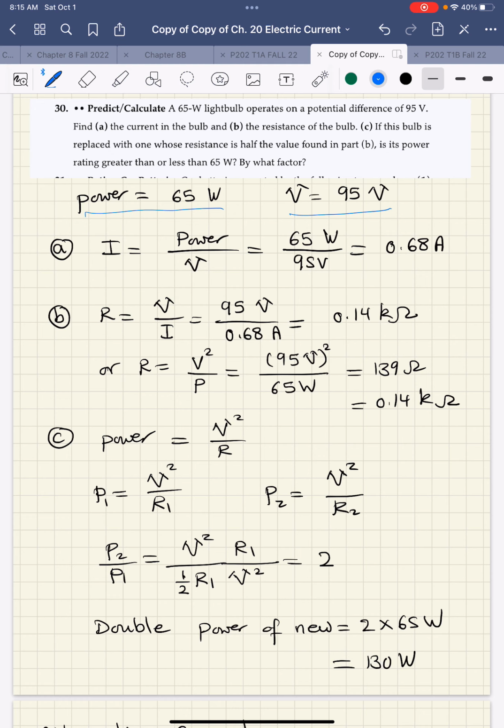Then I can use Ohm's law here, which I did use, and here I use the power equation. Both are going to work.